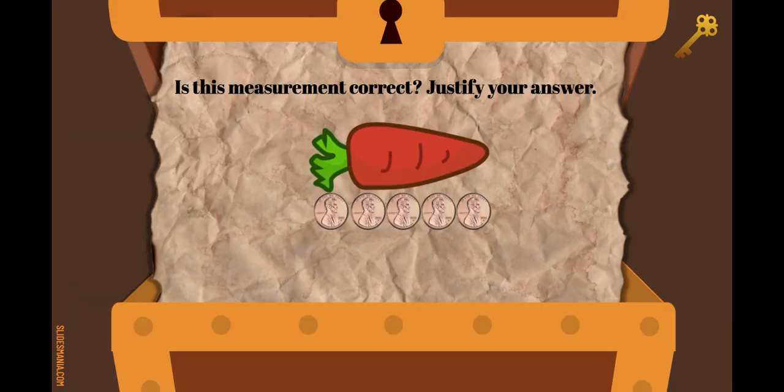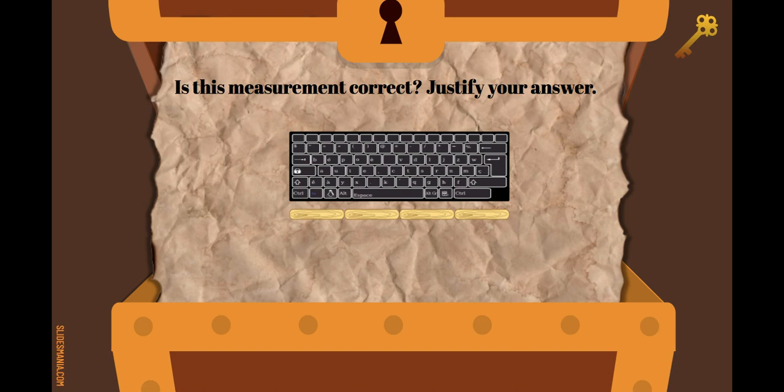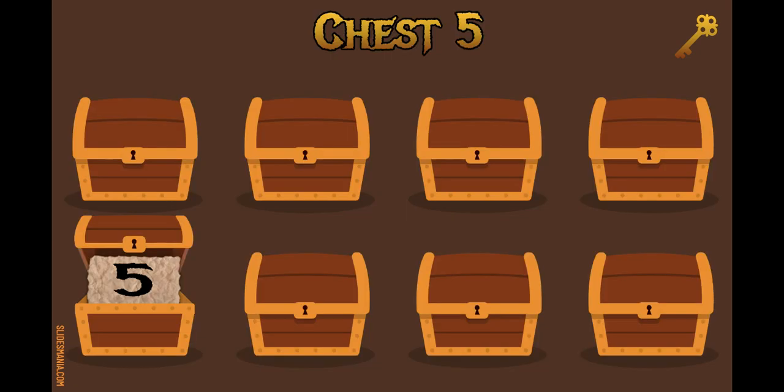What about this carrot? Is it measured correctly with the pennies? Yeah, absolutely. They're starting from end to end, they're not overlapping, and it finishes on the right spot. So this is measured correctly. What about this measurement? Is it measured correctly? Again, yeah, it started from end to end. There's no spaces. This has been measured correctly.